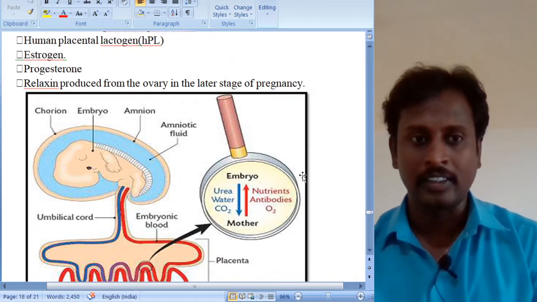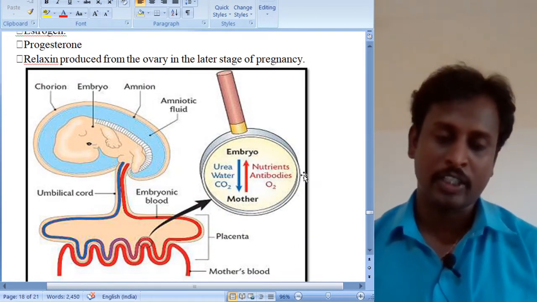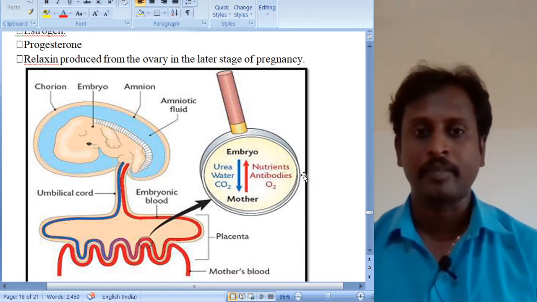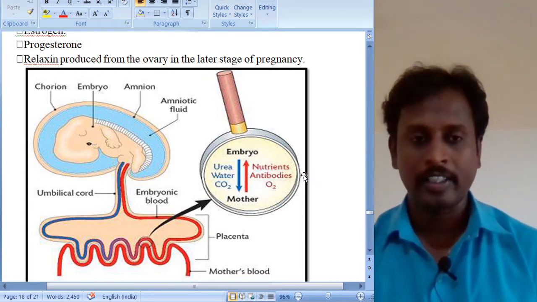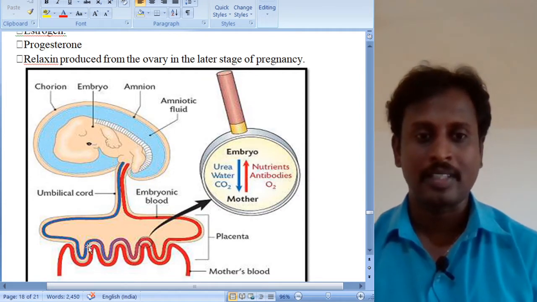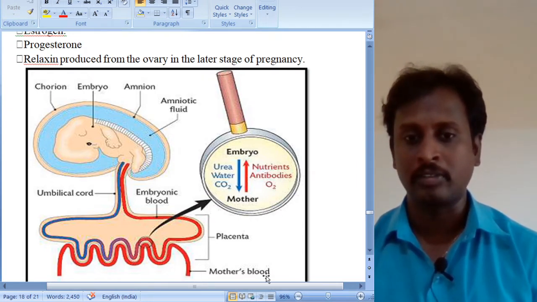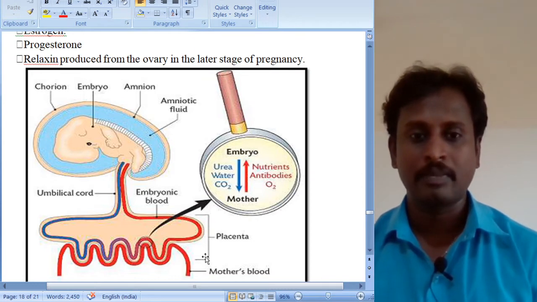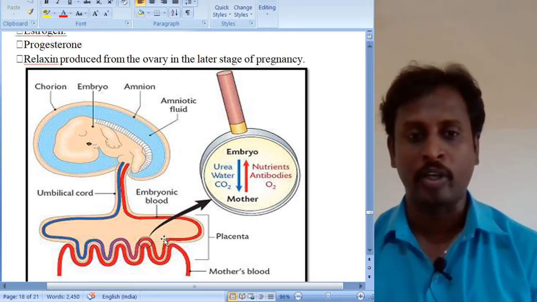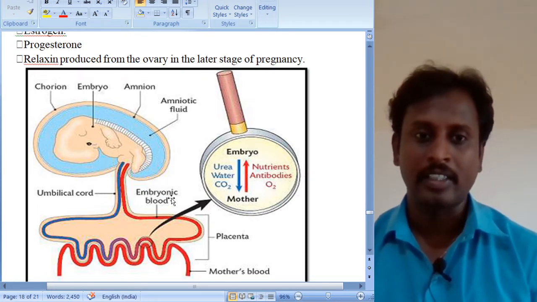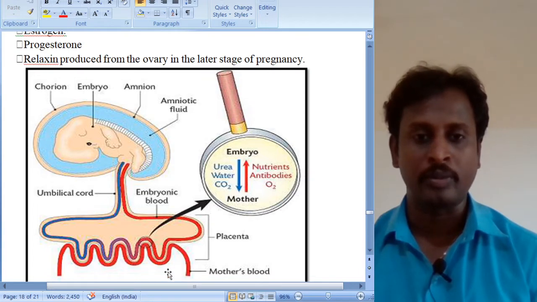Just look at the connection of the fetus with the mother's body, the schematic diagram. Come to this side. This is the mother's blood vessel, that means the endometrium layer. This red color shows the mother's blood. This is the placenta, where it inserts finger-like projections called chorionic villi. This is the embryonic blood vessel connected to the placenta, and together they are called the umbilical cord, which is connected to the embryo.